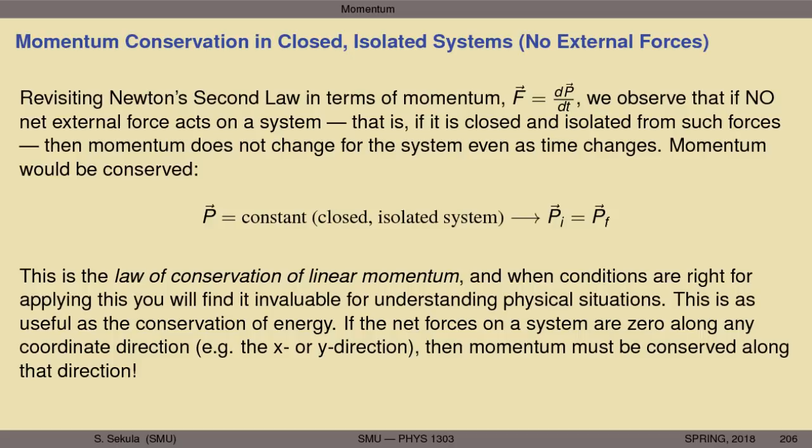If the net forces on a system sum up to zero along, in fact, any coordinate direction, if it's not true that there are zero net forces in Y and Z, but there are zero net forces in X, then you have some profound statement about X. The momentum along the X direction will be conserved along that direction. It gives you a handle for solving difficult problems when something is conserved.